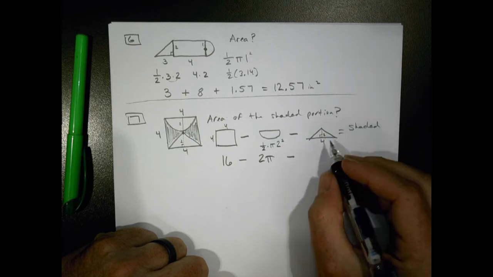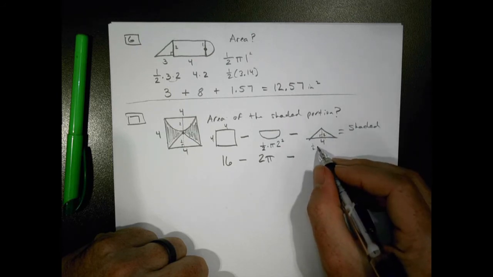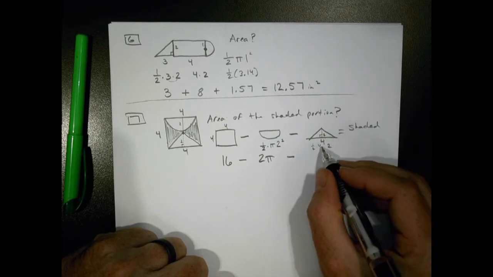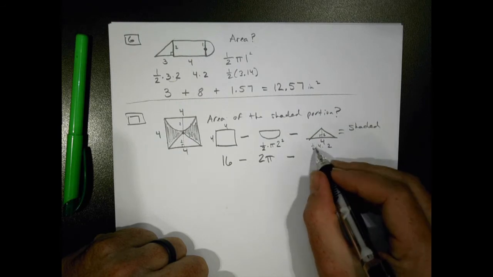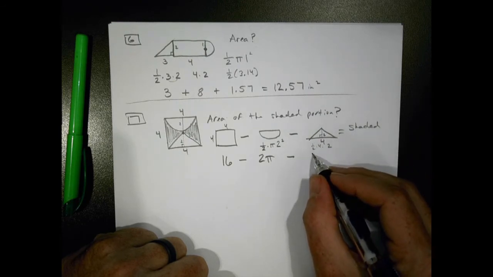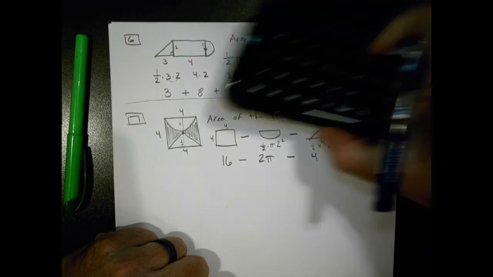And for the triangle, the base here is still going to be 4, and the height is going to be 2. So we have 1/2 times 4 times 2. 4 times 2 is 8. Half of 8 is 4. Okay, let's come back to our 2 pi.